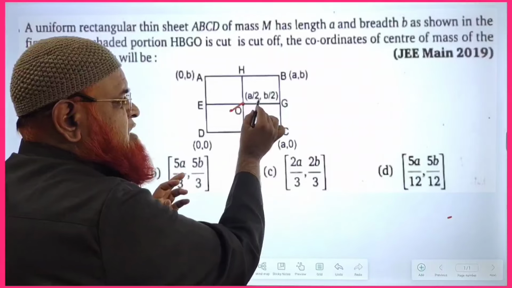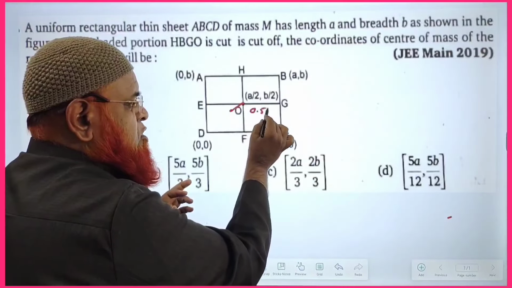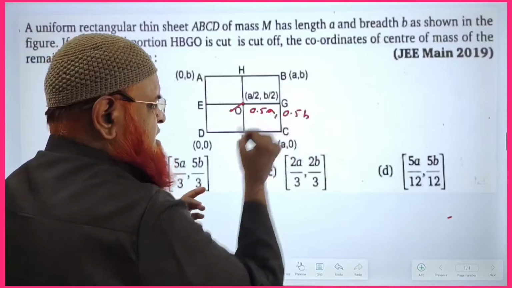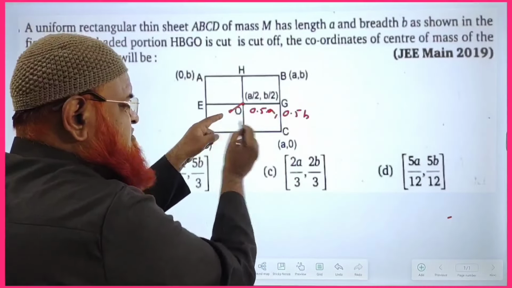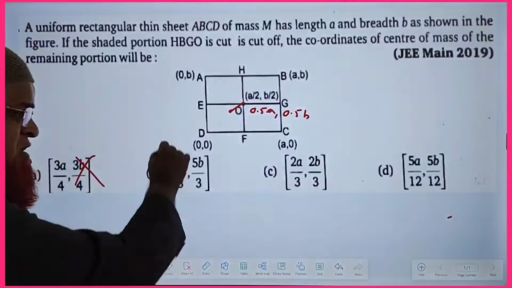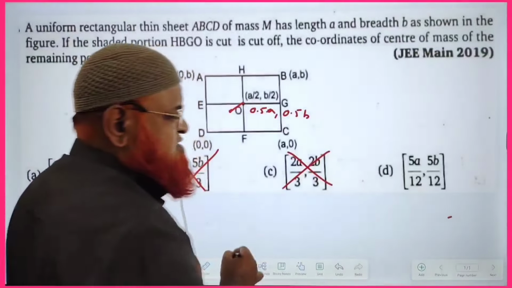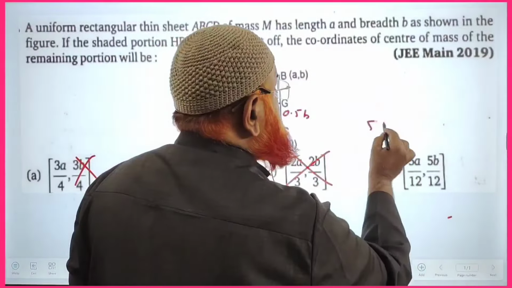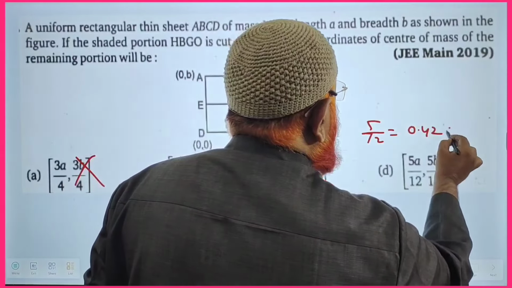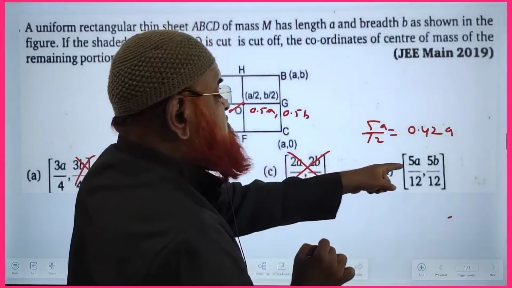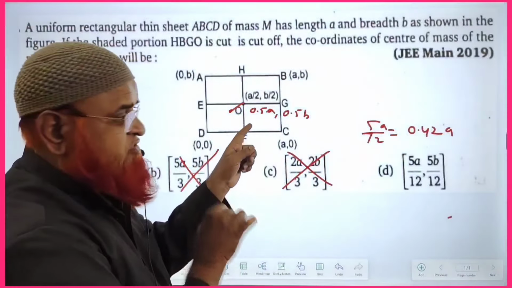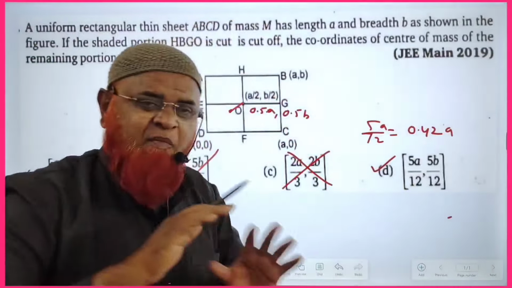And you know, A by 2, B by 2 is nothing but 0.5A, 0.5B. So this point, if it is shifted, it should be less than 0.5. So this is not going to satisfy, this is not going to satisfy. 5 by 12 means it is going to be 0.42A and 0.42B, which is less than 0.5. So this is the only one that is going to satisfy.